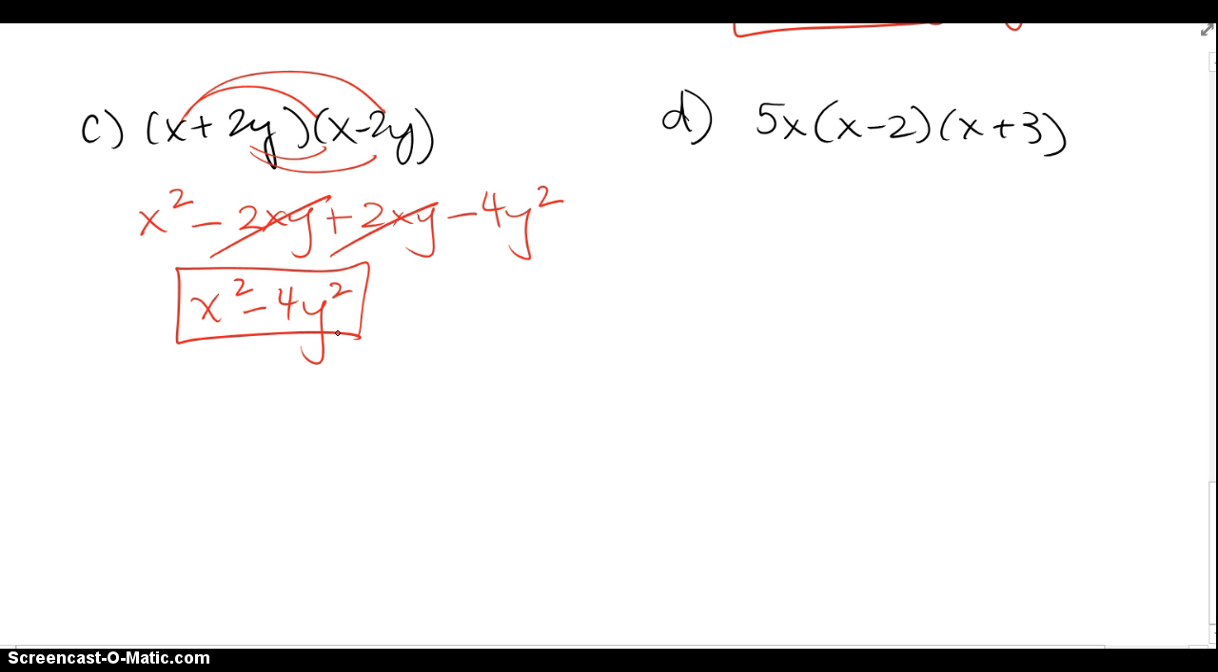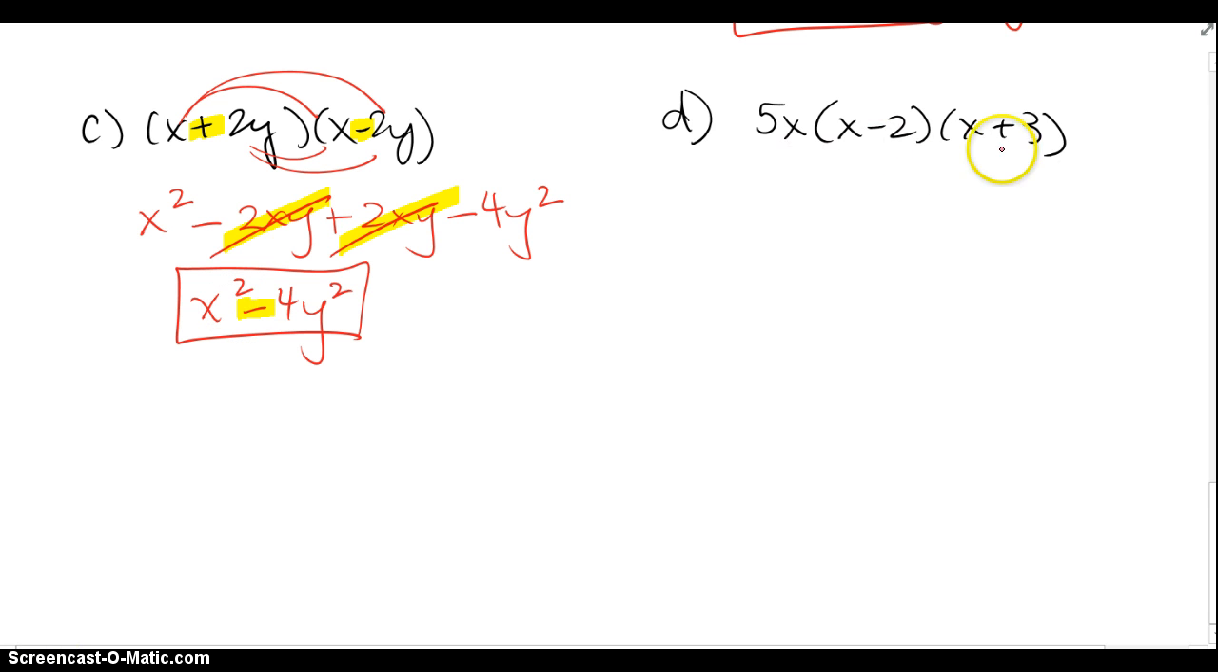That's always going to be the case if you have identical binomials with an opposite sign in the middle. You're always going to have these middle two pieces cancel, and you'll just have the first term squared and the second term squared, always with a minus in between them.